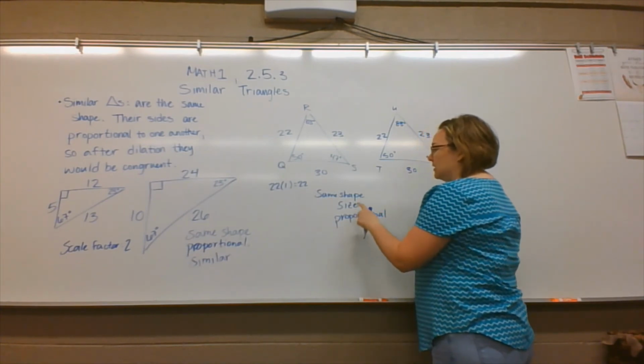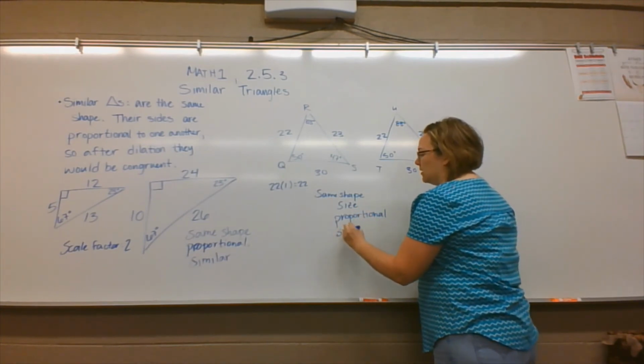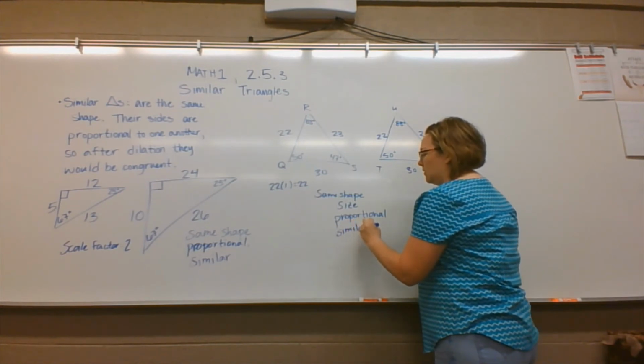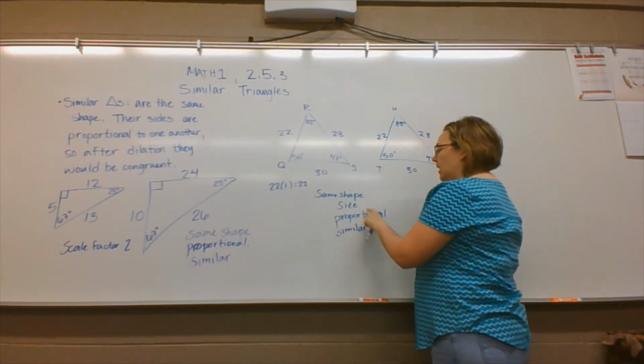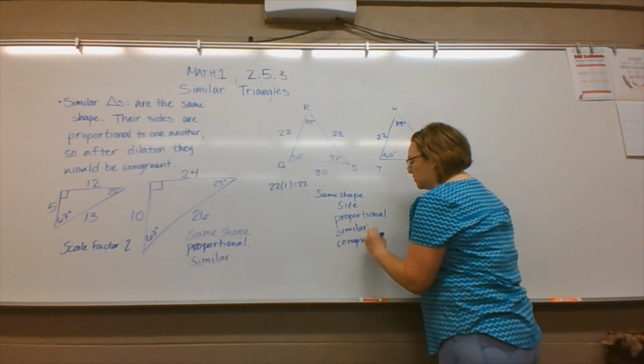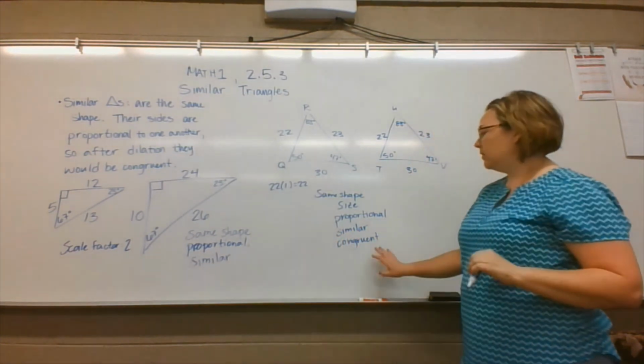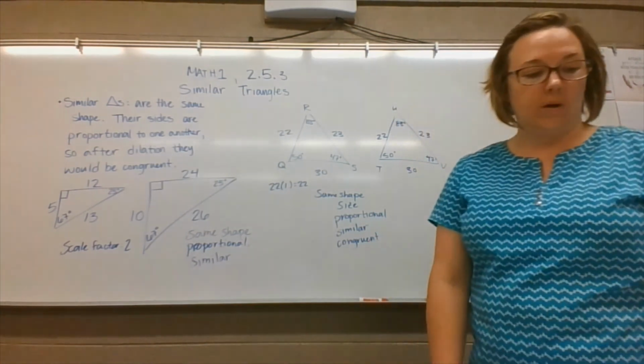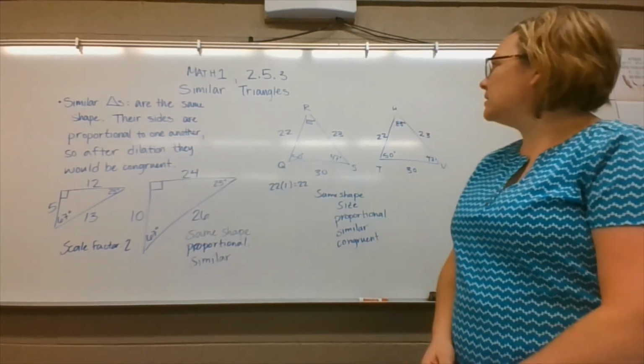And if they are the same shape and proportional, that makes them similar. If they are the same shape, size, and proportional, that makes them congruent. So these two triangles have the added bonus of being congruent to one another. Okay, so this is similar triangles.